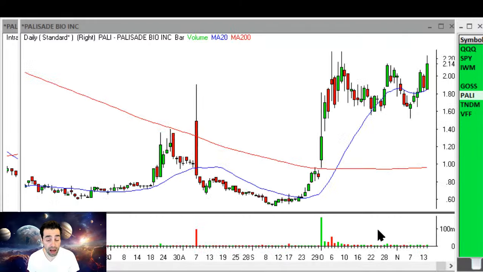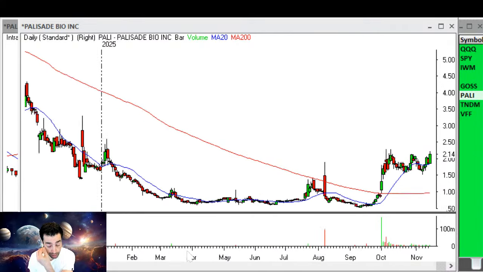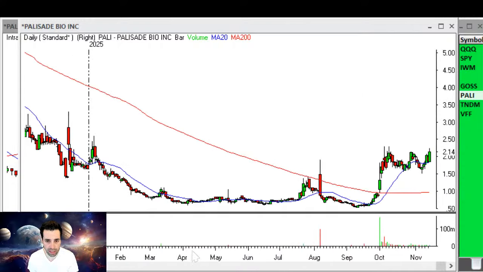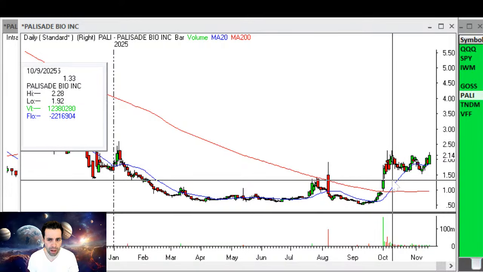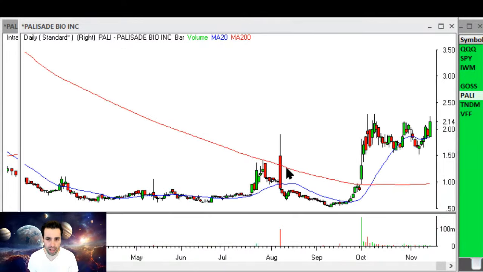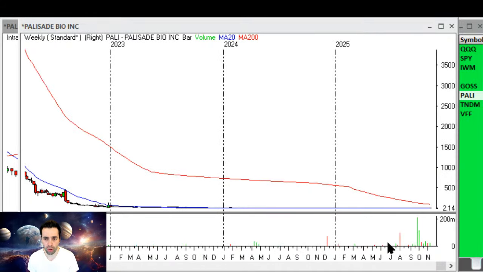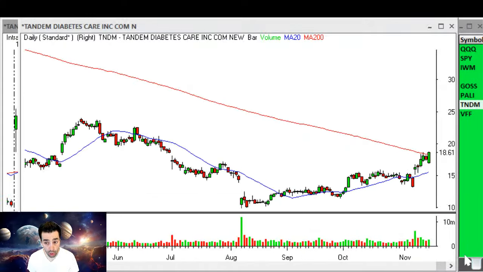The PALI looks amazing, but it may need to base for a little bit more because it's not a tight base, but ultimately looks really, really nice if it can take out about 330, I think 328 to be exact. Looks really nice. I just hope it bases for a bit longer. Okay, the PALI. TNDM is very bullish also.